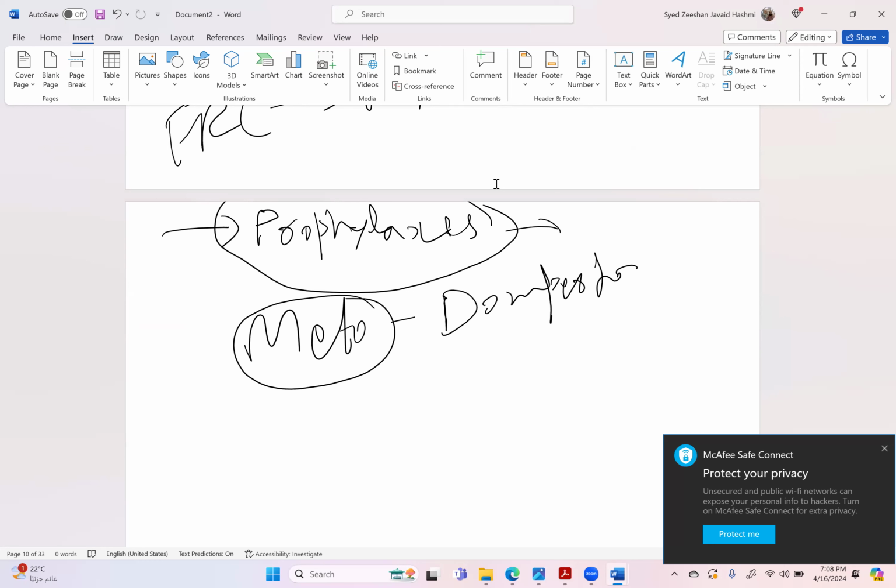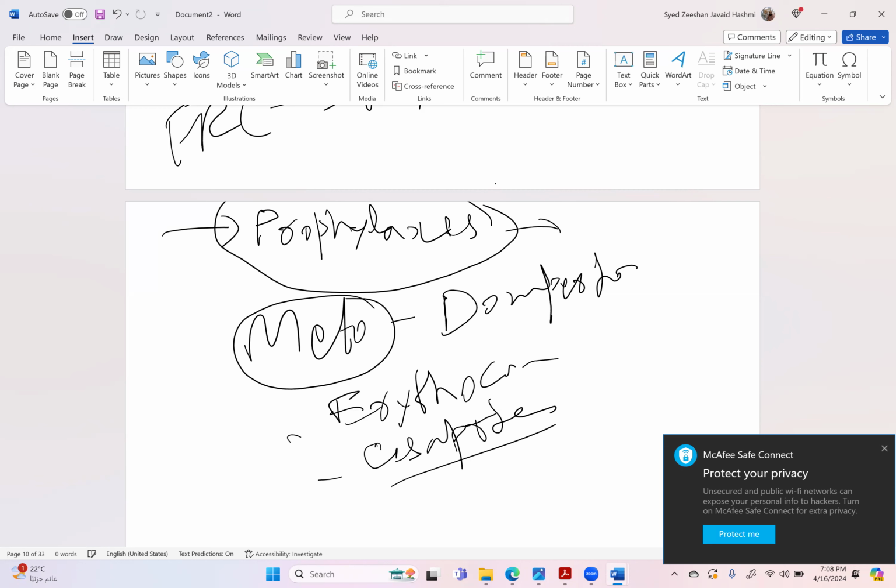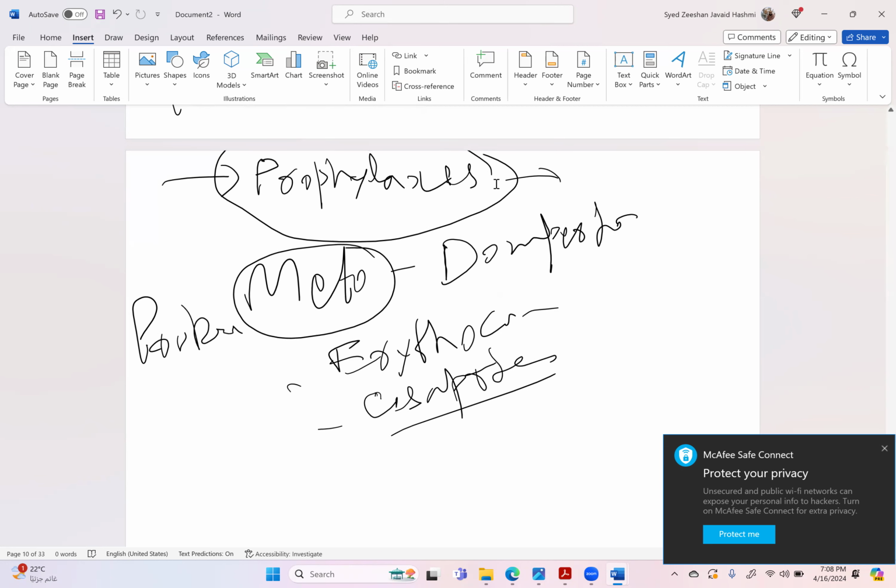But just for your understanding, there are two more things you should know: erythromycin, which is also a prokinetic agent, and cisapride, which is also being used as a prokinetic agent. So one thing will be to open the door to kick the acid down.